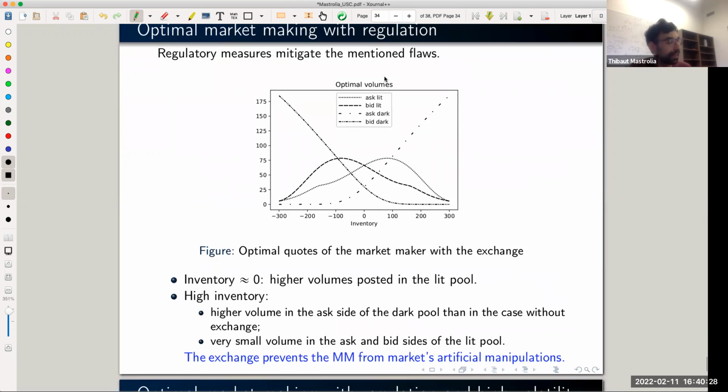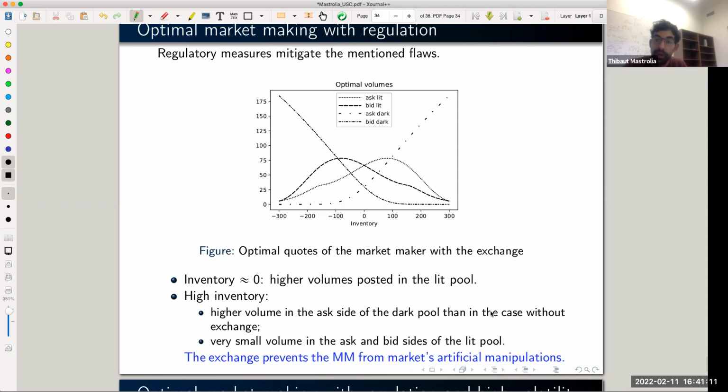So numerically, what we see is that if there is a regulation, then the optimal quotes of the market maker are the following. So here we see that if the inventory of the market maker is very big, then he or she quotes only on the ask side of the dark pool, and very little on the ask side of the lit pool. Conversely, if the inventory is negative, and if the inventory is small, you see that the market maker trades more on the lit pool compared to the dark pool. So we see that in this case, the policy prevents the market maker from artificial market manipulation.